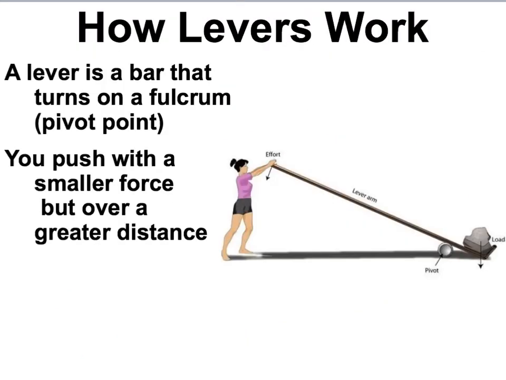Here's an example of a lever. So all a lever is, it's a bar that turns on a fulcrum, or a pivot point. And a lot of times that pivot point isn't right in the middle, because if you don't put it in the middle, then you're creating a greater mechanical advantage. So what happens is you push with a smaller force but over a greater distance to move this heavy load a small distance, but it's generating a great force. Let's see how mechanical advantage works for levers.